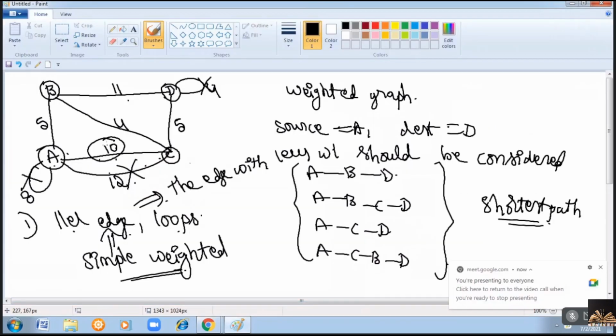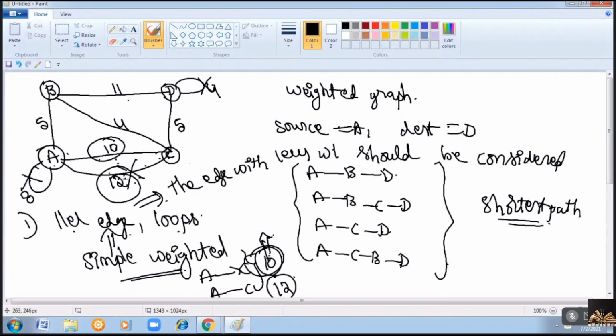So here you are removing the parallel edge with more weight. Why? Because here you are finding the shortest path. I can reach from A to C with a distance of 10, or with a weight of 2. So when you have more than one way to reach from A to C, we have to choose the path with less weight. That is the reason you are removing this second edge. There is no use of this edge, because I can reach from A to C through this path with less weight. So that is the reason you have to remove parallel edges.